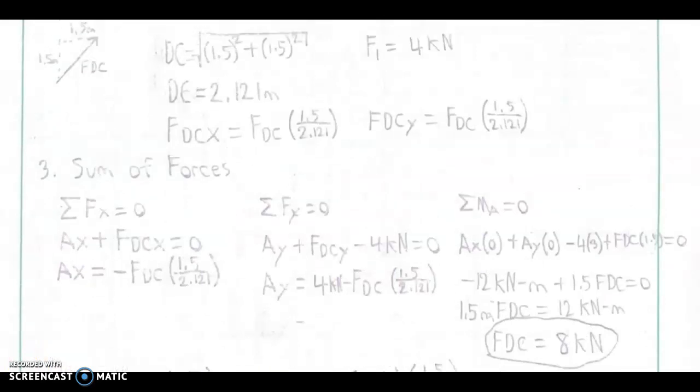Okay, so the next thing we want to do is sum up our forces in the x and in the y and set our A components equal to the rest of the force. So the sum of the forces in the x would be equal to AX plus the force from DC x, set equal to 0. We want to set AX equal to FDC. Same over here in the y. AY will be equal to the 4 kilonewton force subtracted from the force of DC y.